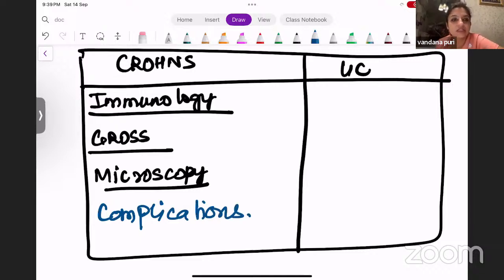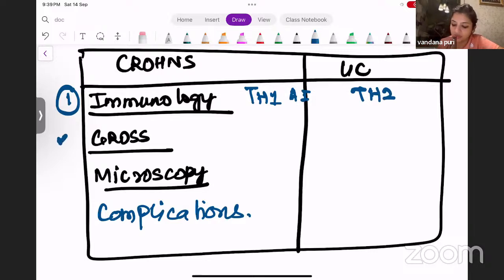These are the 4 headings in which you should write this exam question. Okay, so immunology we have just discussed here. So Crohn's disease में क्या discuss किया? T helper 1 cells and autophagy and innate immunity. इसमें T helper 2 cells. Okay. Gross में क्या study किया?